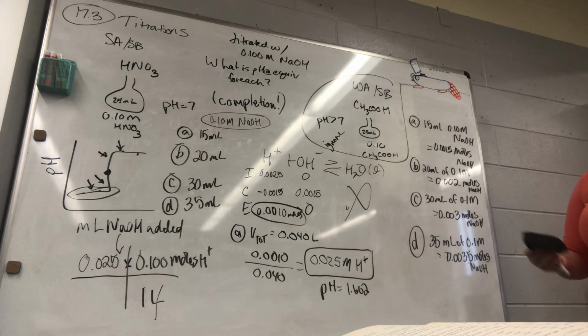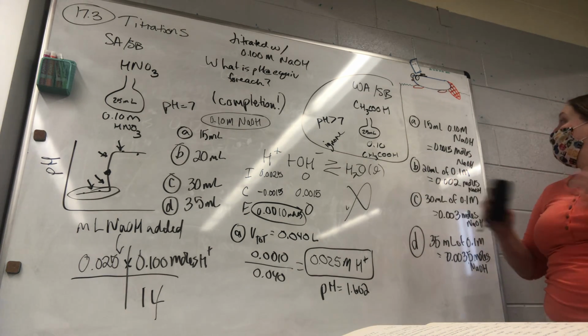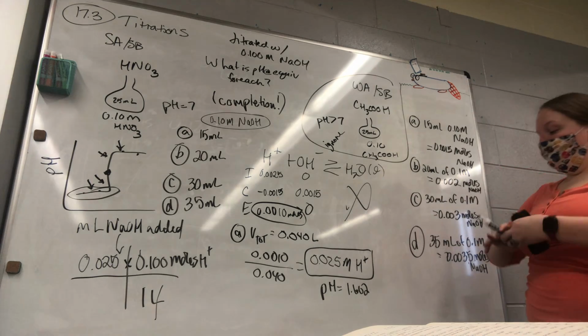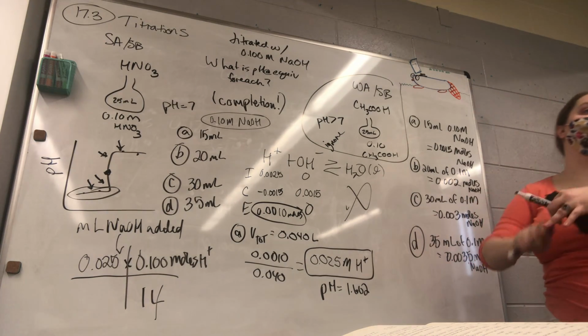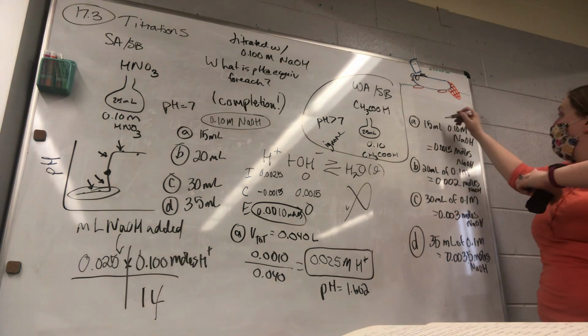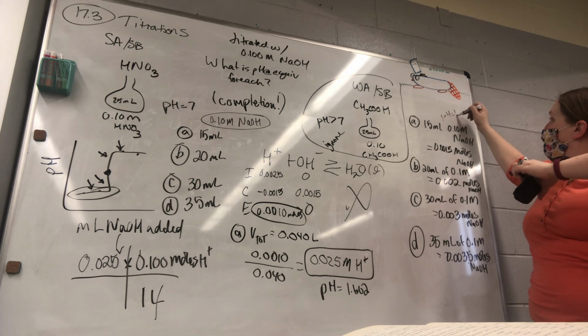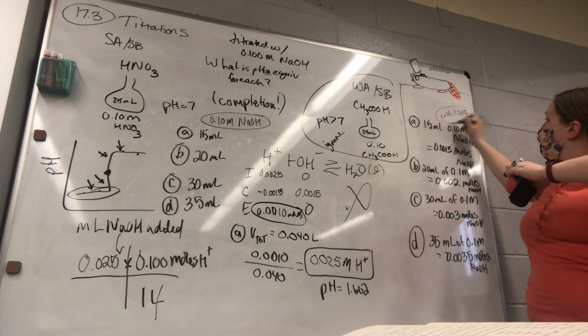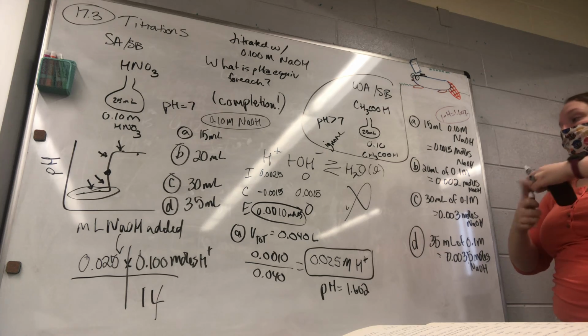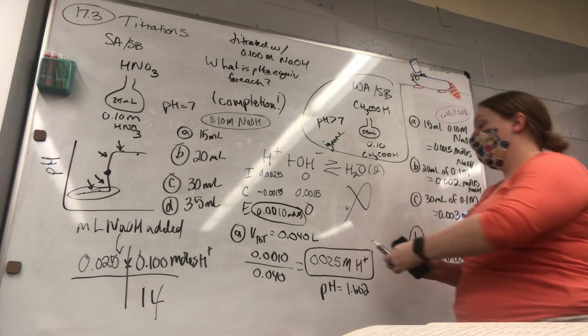All right. What's next? So that was A. I'm going to change color. Our pH in A was 1.602. Okay. Now let's do B.